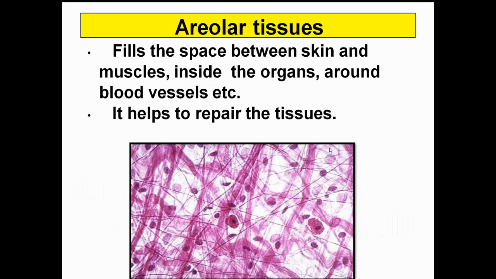Areolar tissue, as the word suggests, fills the space between the skin and the muscles, and is present inside the organs around the blood vessels, as you can see in the slide as well. Blood vessels are here. Areolar tissue fills the space between the blood vessels. It helps to repair the tissues whenever there is some damage inside the body organs.